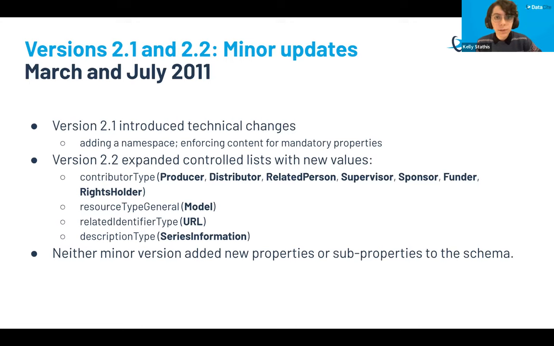So following version 2, later in 2011, there were 2 minor updates to the schema. Version 2.1 introduced some technical changes, added a namespace, and enforced that mandatory properties had to have content inside them. Then in version 2.2, there were some additions to control lists. The metadata working group expanded the options for contributor type. They added a new resource type general for models, added support for URLs as related identifiers, and added a new description type for series information. Both of these minor updates kept the overall structure of the schema the same, so neither of them added new properties or subproperties.